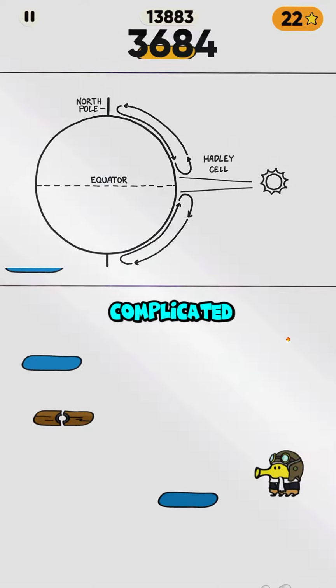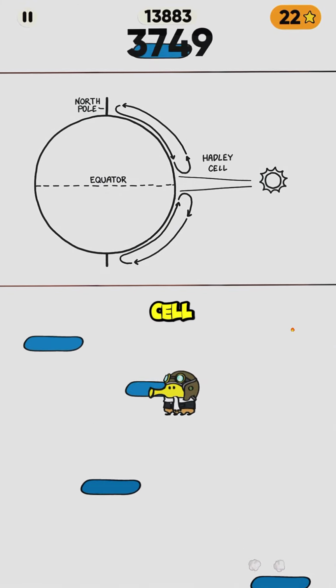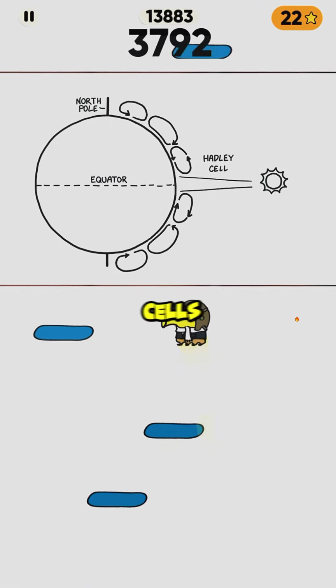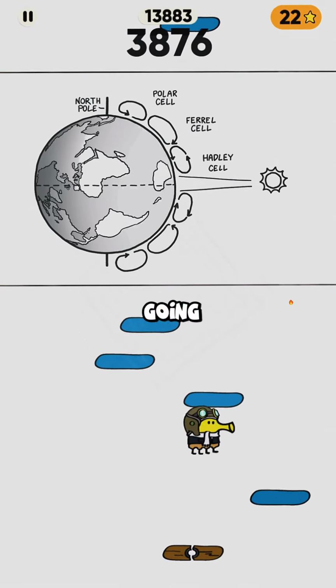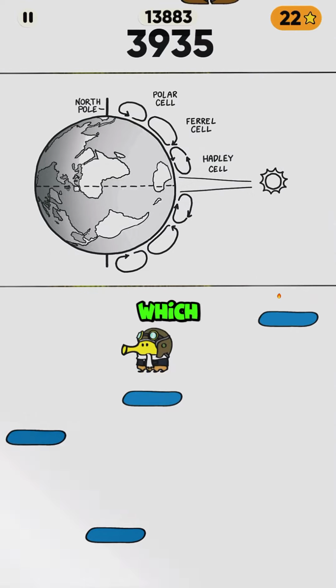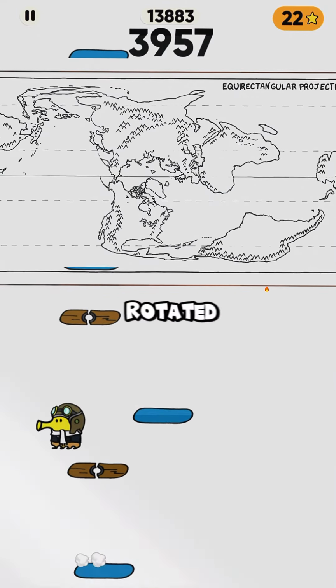For various complicated reasons, Earth doesn't have just a single atmospheric cell in each hemisphere. We actually have three: Hadley cells, Ferrel cells, and polar cells. Let's assume our rotated world has the same situation going on. This means it would have temperature extremes which are similar to ours. Here's what a map of our rotated Earth looks like.